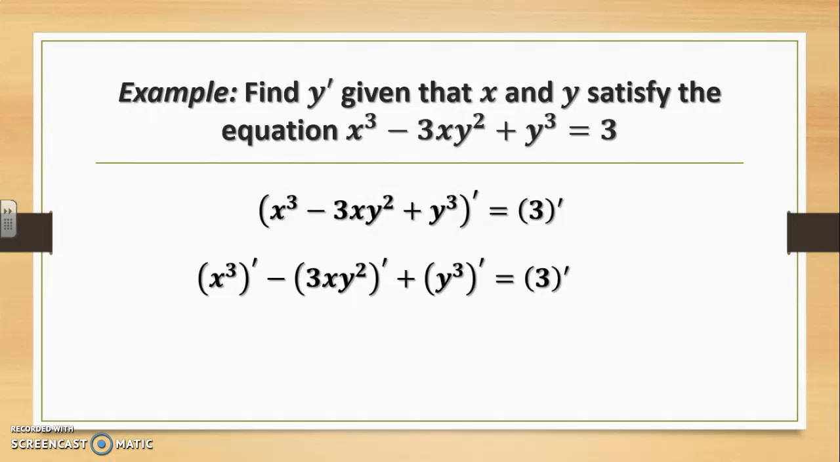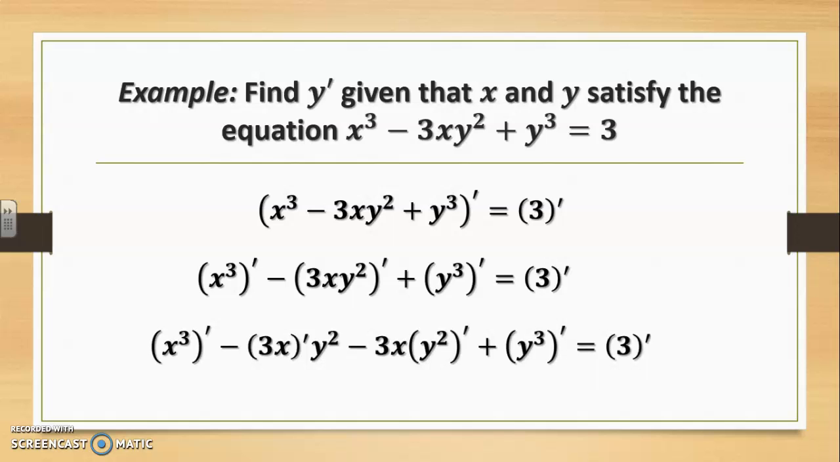First step, I'm using the addition and subtraction rules to split up the terms. Second step, I'm using the product rule to split up the middle term as a product. So I'm treating 3x as f and y squared as g, and we are using the product rule, f prime g plus f g prime. The only reason why there are minuses in front of both is that we are actually subtracting the term 3xy squared, which we have differentiated.